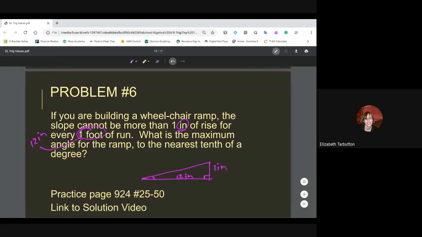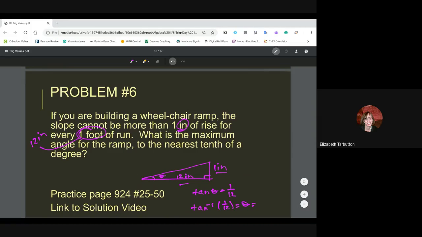So then we're trying to figure out what is this degree that we can have on the wheelchair ramp. So we have opposite and adjacent. That means we're going to be looking at tangent. So tangent of theta is 1 over 12. So that means the inverse tangent or the arc tangent of 1/12 is our theta.